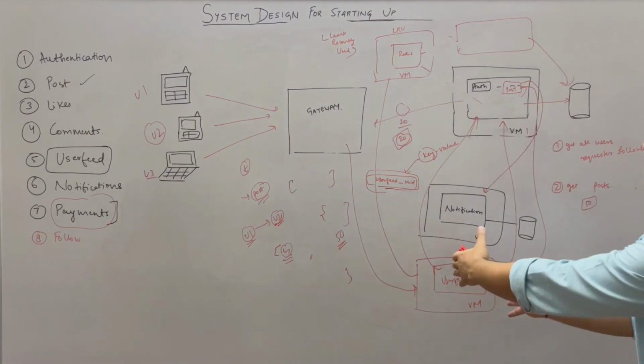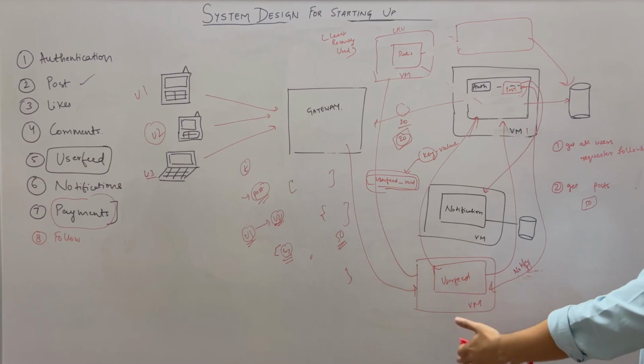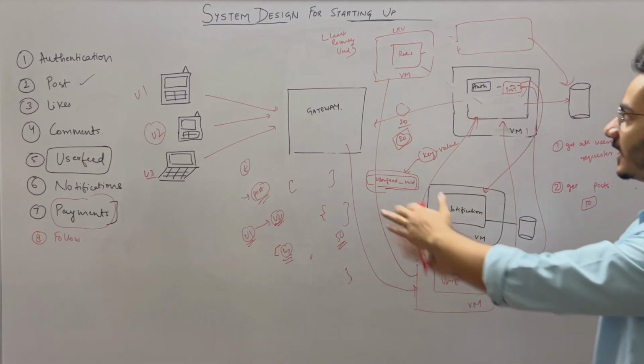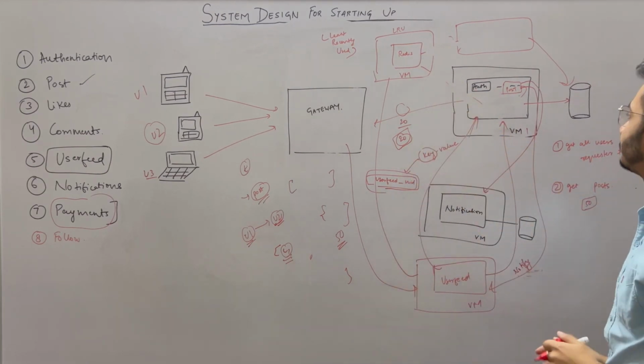And similarly, we can scale this user feed service separately by increasing horizontally also. We can deploy this user feed service on a different virtual machine, which will be load balanced by this gateway, and they all will be linked to a common global cache.